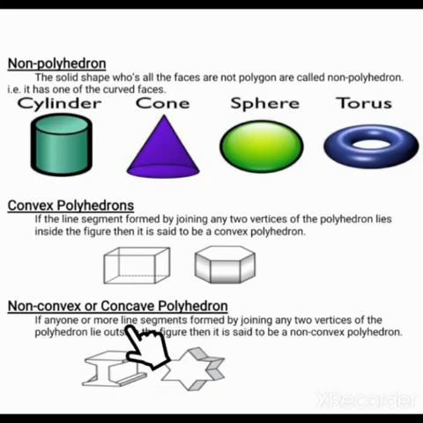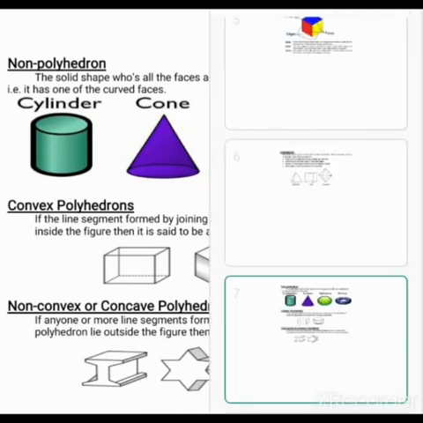Now next one is non-convex or concave polyhedron. If any one or more line segments formed by joining any two vertices of the polyhedron lie outside the figure, then it is said to be a non-convex polyhedron. Now students, see, this is the figure of a non-convex or concave polyhedron.